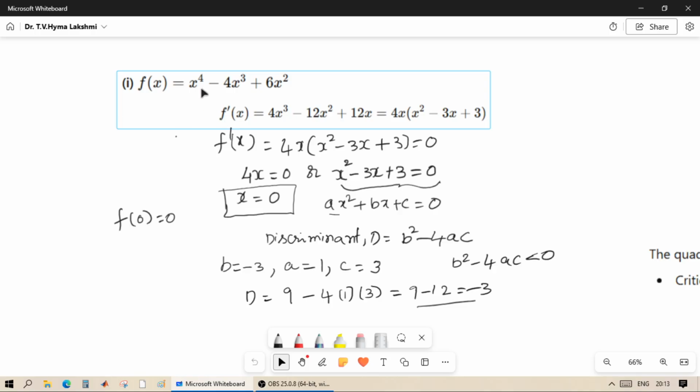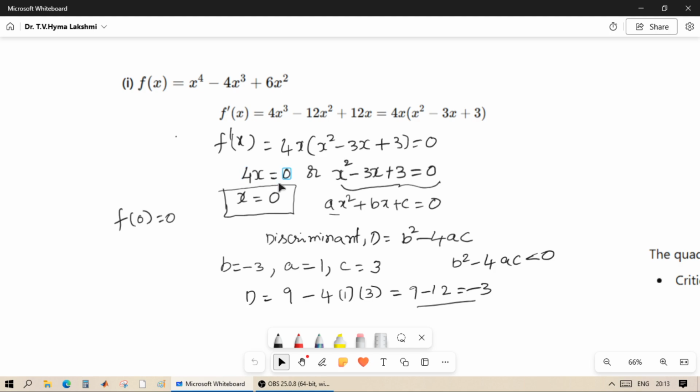That is, the differentiation of x power 4 is 4x cube, minus 4 into the differentiation of x cube, which is 3x squared, and the differentiation of x squared is 2x. So it is 4x cube minus 12x squared plus 12x, and we can take 4x as common in all these three terms. So 4x into (x square minus 3x plus 3), and when f dash of x equals 0, either 4x equals 0 or x square minus 3x plus 3 equals 0.